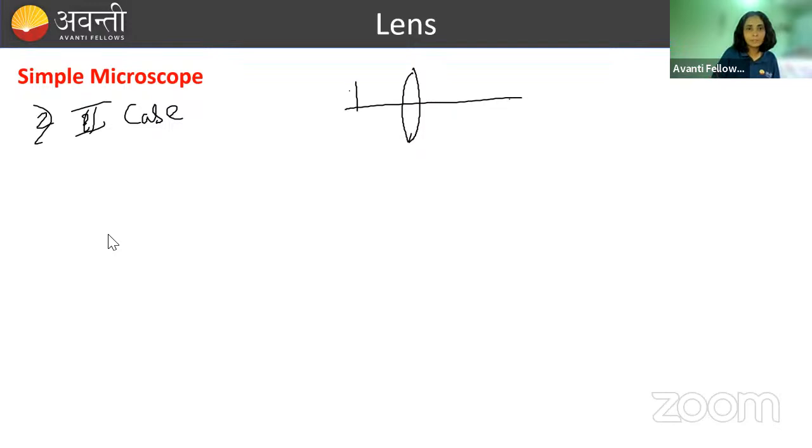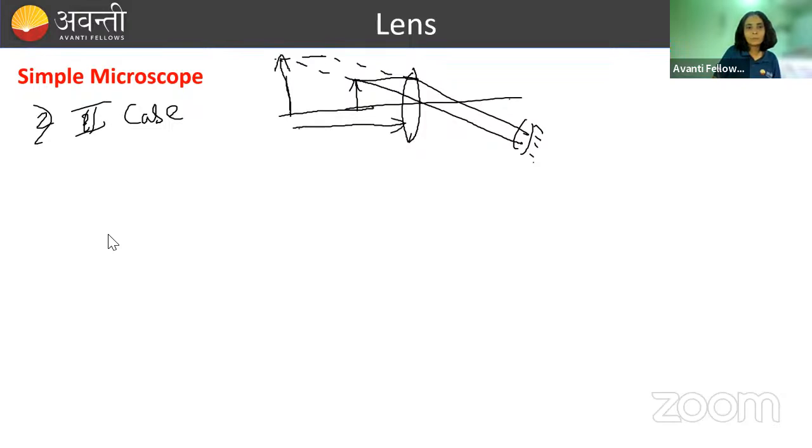Then there is an object, and here we are looking at it through the microscope, this is my eye, and the final image is getting formed somewhere at a distance equal to the near point. Okay? So there will be two cases. The final image will get formed either at infinity or at the least distance of distinct vision. These two can be the cases. Okay. So in the second case, magnification is how much? 1 plus D by F.